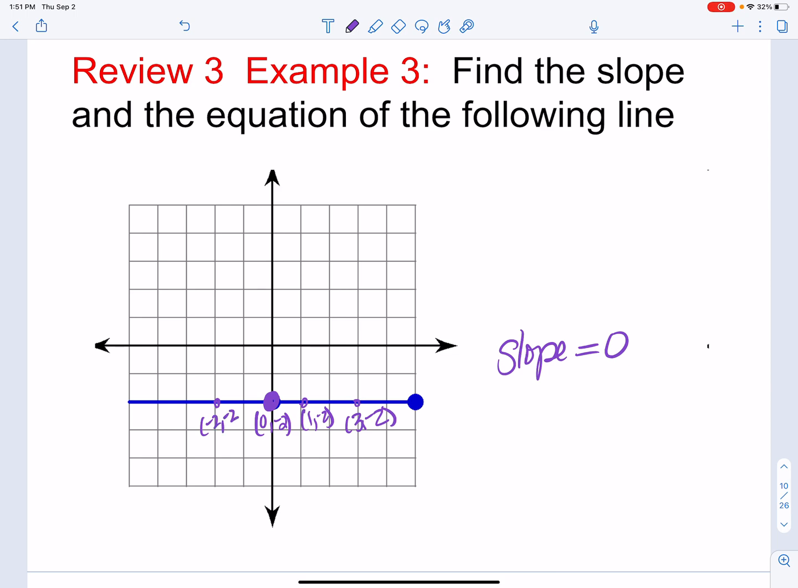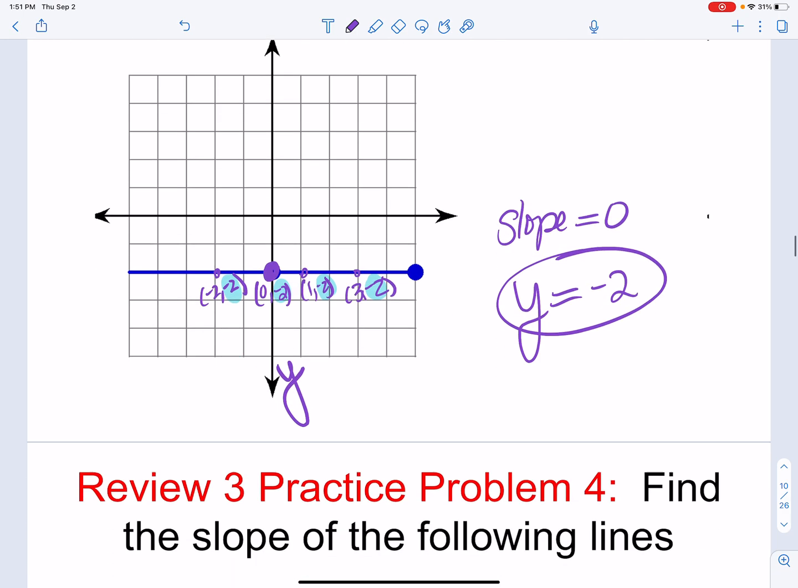Basically, I call this Sesame Street. I don't even know if you guys got to watch Sesame Street. But all of these are the same, and they're all y values. So this ends up being y equals a negative 2. Horizontal lines are y lines because they cross the y-axis. Vertical lines are x lines because the x's stay the same and they cross the x-axis.